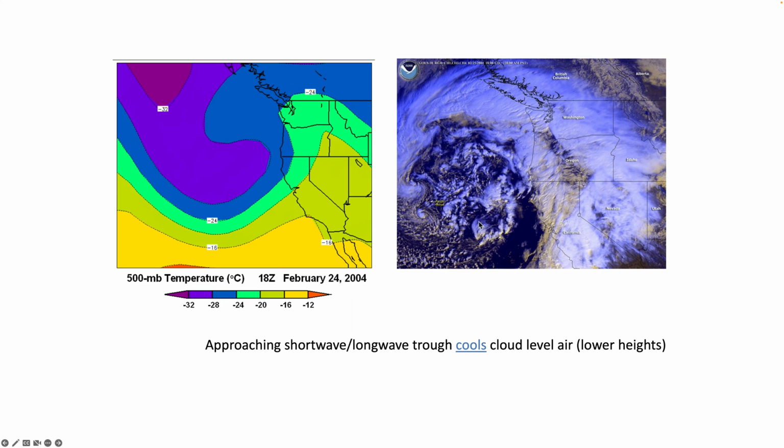So the approaching shortwave, long wave trough cools cloud level air. Our environmental lapse rate increases because we have warm surface air, and the atmosphere becomes more unstable. And again, you can see this very convective looking cloudiness over the Pacific where we have our instability.